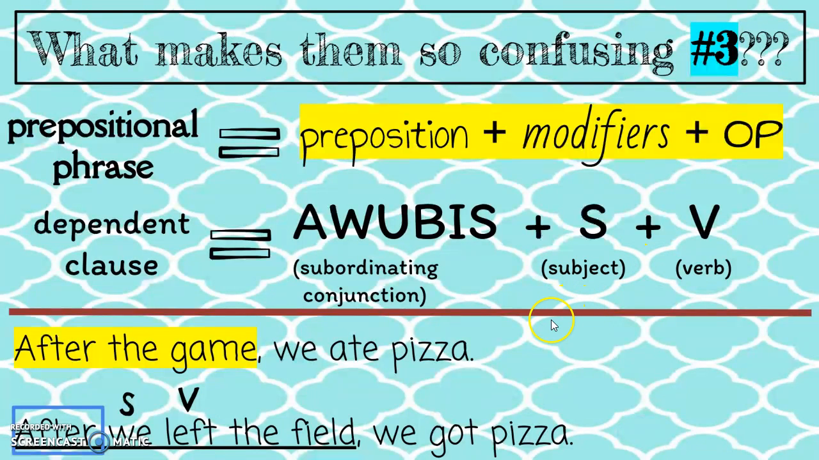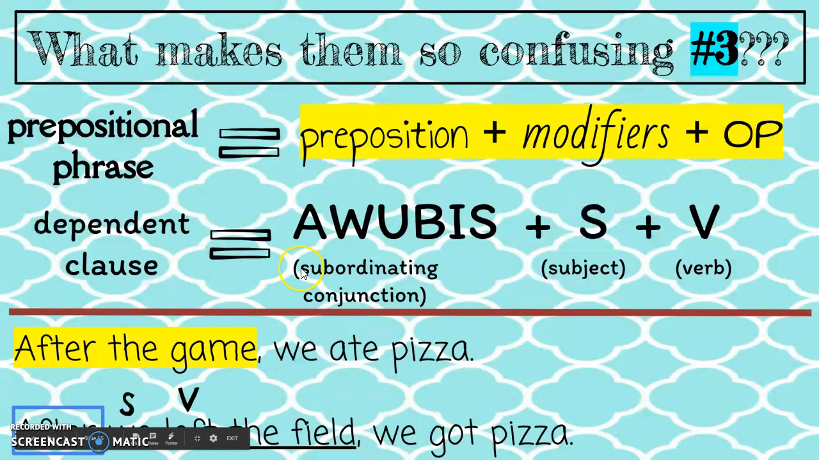We've talked a little bit too about when we put these groups of words at the beginning of a sentence, we put a comma after them because they're acting like transitions. So again, it's telling when did we get pizza? After we left the field. We want to go all the way to that comma, all the way to where that thought ends.